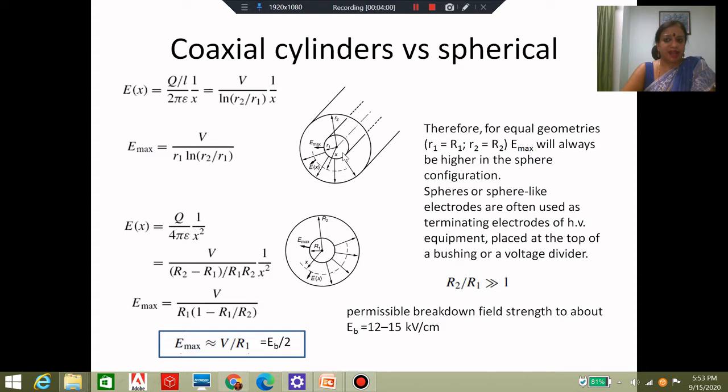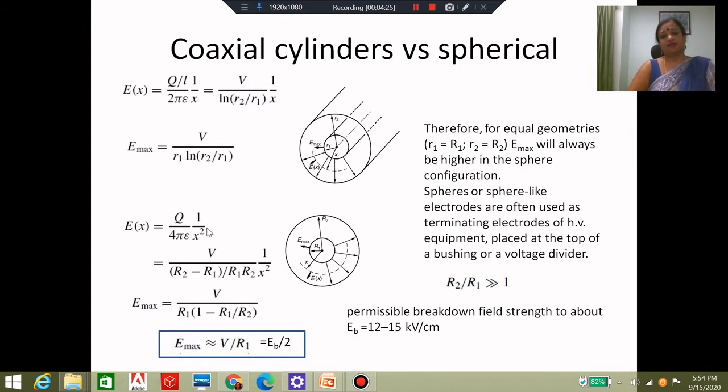If that is the case, then the maximum field will be obtained at the surface of the inner conductor. So Emax is equal to V divided by R1 ln(R2 by R1). This is an expression in terms of the radii of the concentric cylinders for the maximum electric field, which is observed at the surface of the inner conductor.